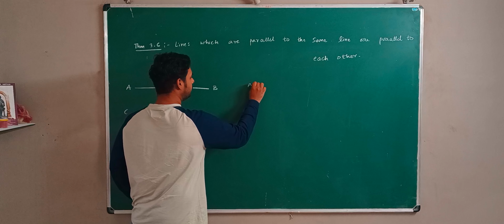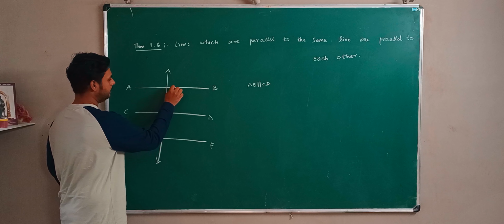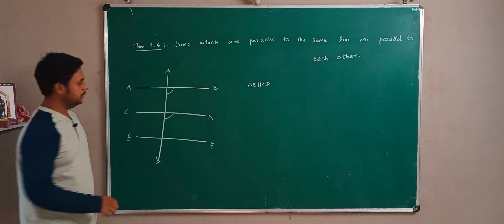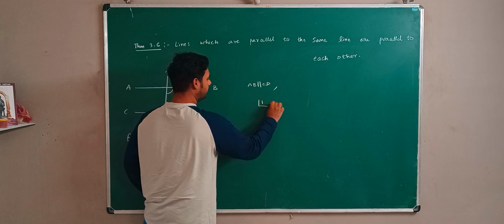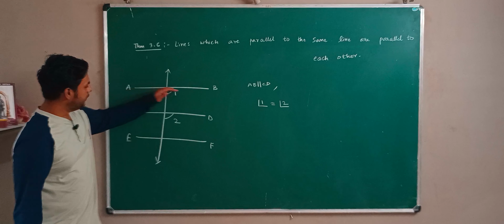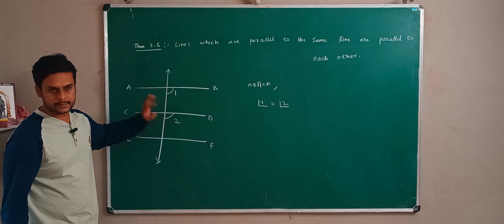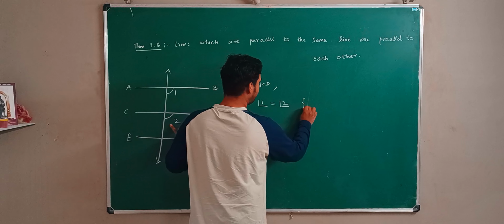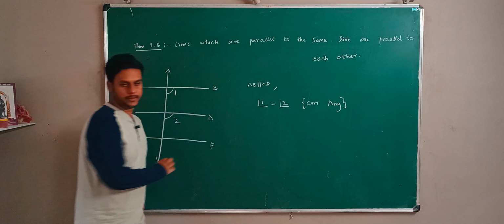If AB is parallel to CD, this angle will be corresponding to this, or no? Yes or no? So can I write angle 1 is equal to angle 2? Therefore angle 1 is equal to angle 2. Don't think about EF. Think EF is not there. Only AB and CD is there. Then this is corresponding to this. So angle 1 is equal to angle 2. Why? Because they are corresponding angles. Understood what I did here?